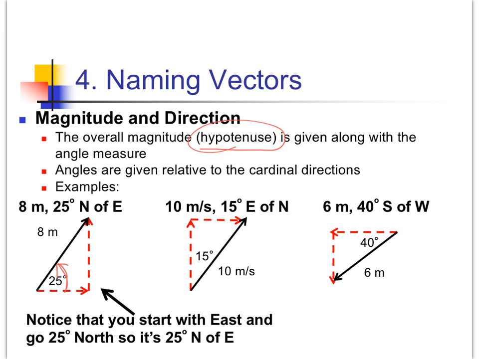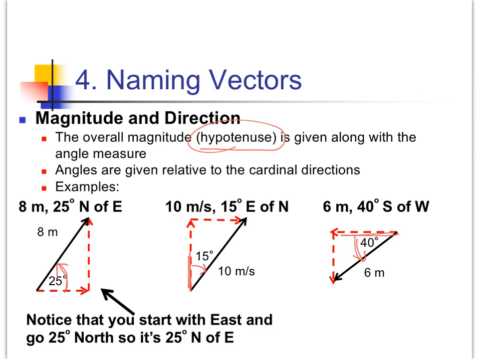We have another example here, 10 meters per second. That's our magnitude, the hypotenuse, and the angle is 15 degrees east of north. So we're starting with the north direction here, and we're going 15 degrees east of that north direction. And that ultimately gives us our heading. And lastly, we have 6 meters at an angle of 40 degrees south of west. So we're starting with our west direction, and we're going 40 degrees south from that initial west direction. So 6 meters at an angle of 40 degrees south of west.